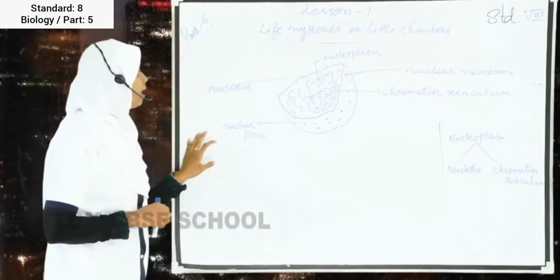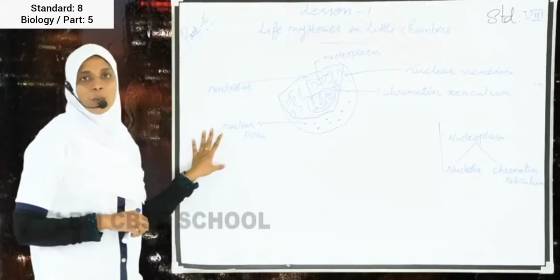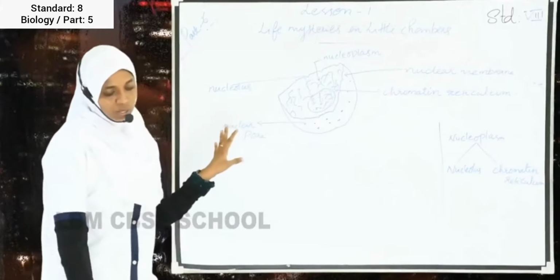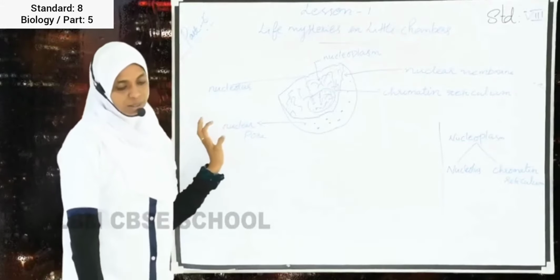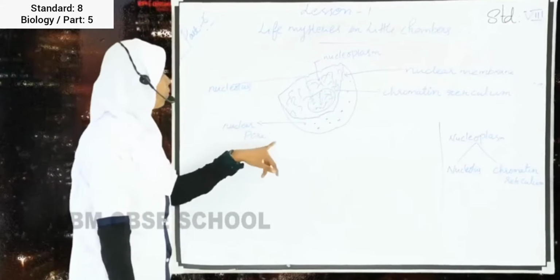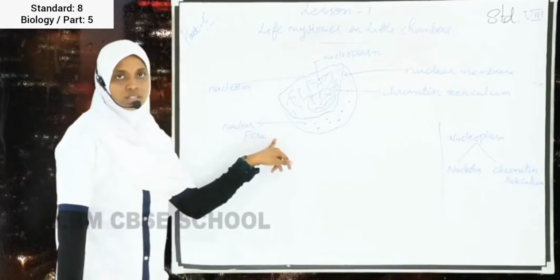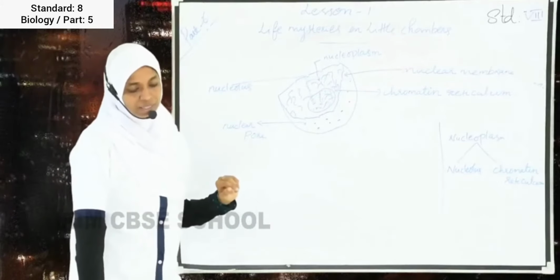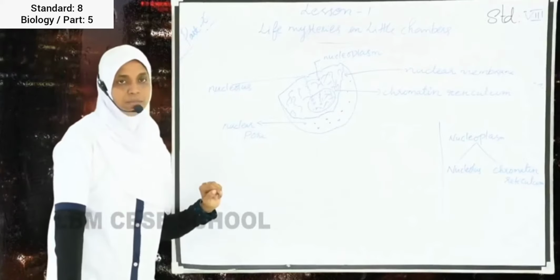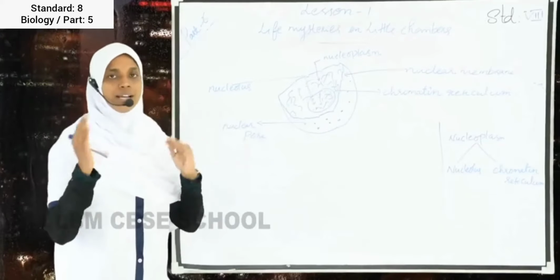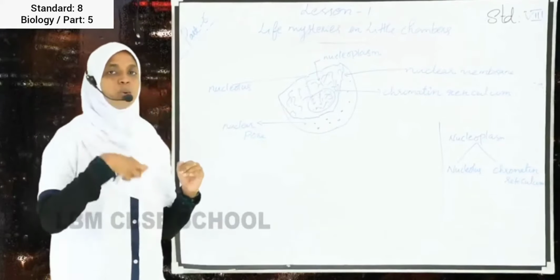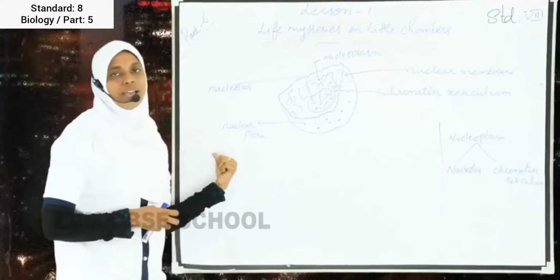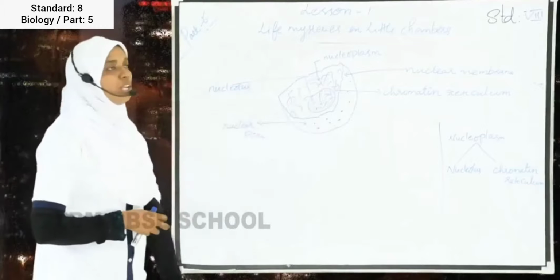Then the last part is the nuclear pore. Nuclear pores are the pores we can see in the nuclear membrane, and they help in the conduction of materials to and from the nucleus. അതായത് nucleusൽ നിന്നും nucleusലേക്കുമുള്ള materialsന്റെ conduction help ചെയ്യുന്നത് ആരാണ്? Nuclear pore ആണ്. So these are the parts of the nucleus.